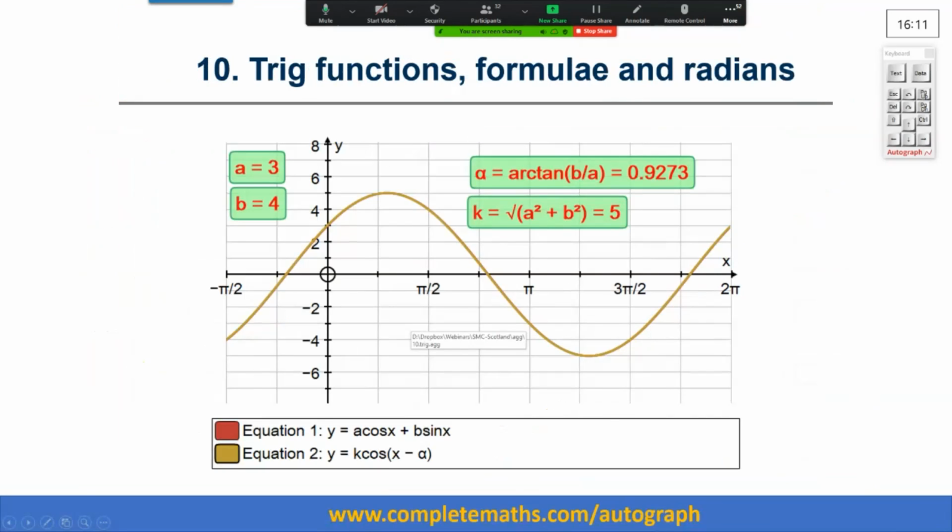Lots you can do with trig functions, but I sort of covered this a little bit earlier on, so I think we'll leave that for now. But the way you can link a cos x plus b sin x to this other form, I think, is very powerful and very nice.